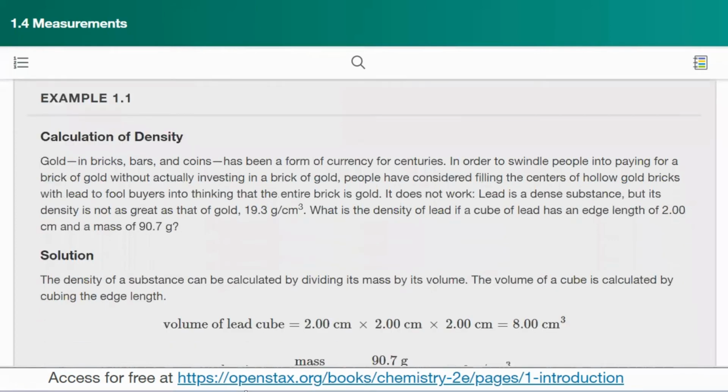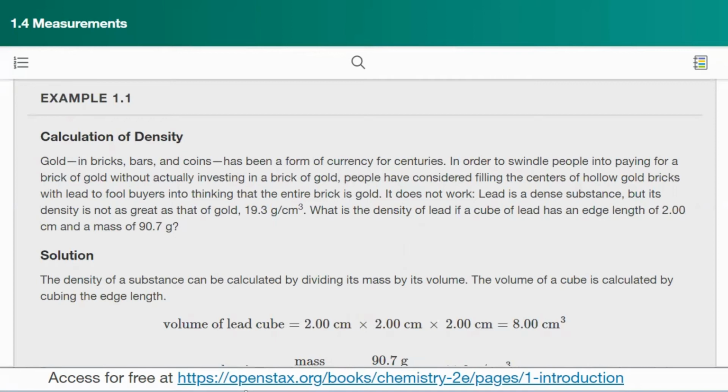Example 1.11, calculation of density. Gold in bricks, bars, and coins has been a form of currency for centuries. In order to swindle people into paying for a brick of gold without actually investing in a brick of gold, people have considered filling the centers of hollow gold bricks with lead to fool buyers into thinking that the entire brick is gold. It does not work.